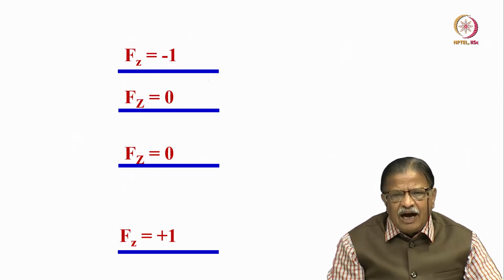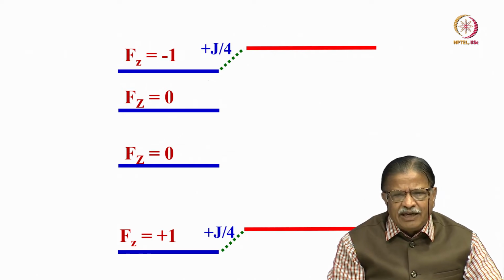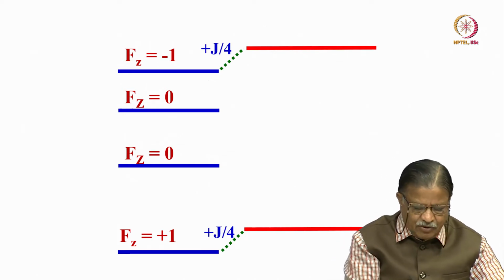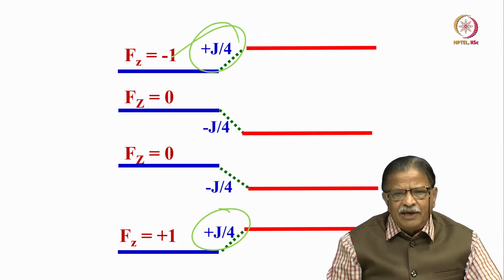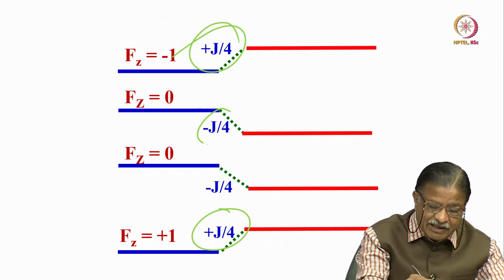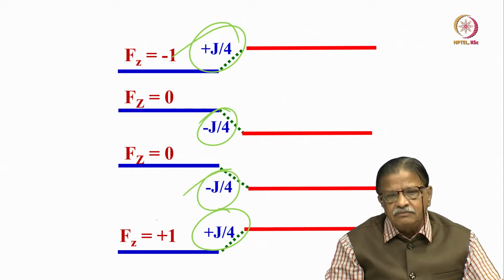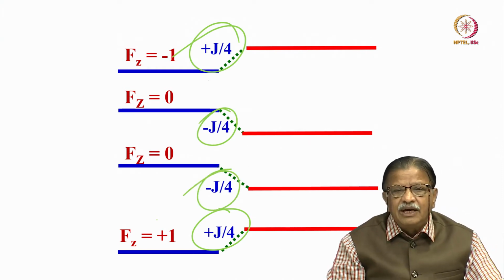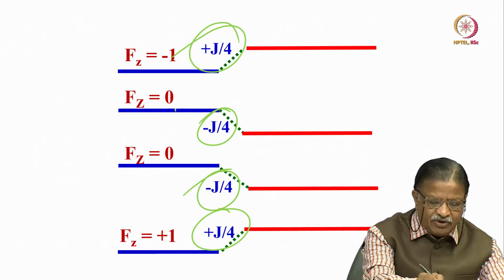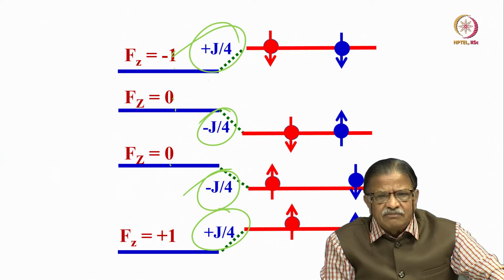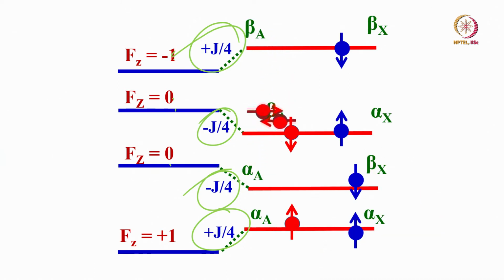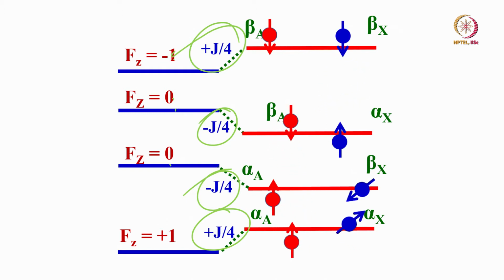Now alpha alpha if I consider, or beta beta, both of them are destabilized and go up by J by 4 plus J by 4. Now alpha beta and beta alpha get stabilized by minus J by 4. Now same allowed transitions, minus 1 to 0, plus 1 to 0, this to this and this to this. There are 4 allowed transitions. You can see that this is allowed A to A, and this is also allowed A to A, this is allowed X to X, this is also allowed transition X to X.